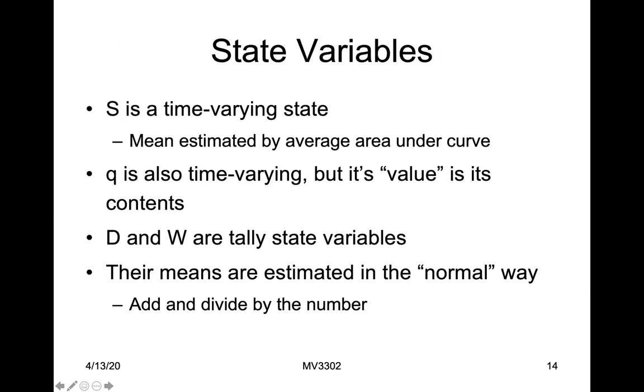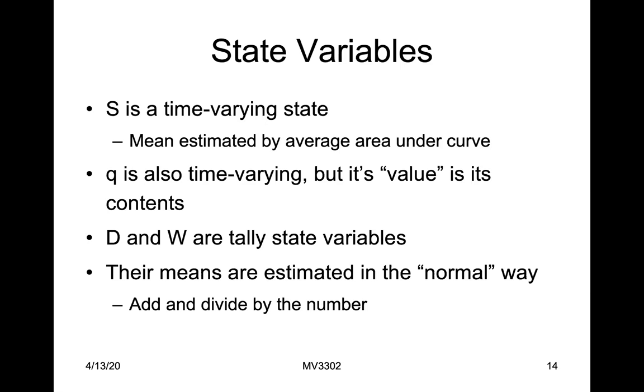So let's talk about these state variables and how we would get some statistics out of them, some metrics. First, as we've seen, S, the number of available servers, is a time-varying state. So we would estimate the mean by the average area under the curve. Again, this is something you've done by hand, and something you did with the second computer assignment and the multiple server queue. That's something we use the simple stats time varying object for. So that's something we've been working with.